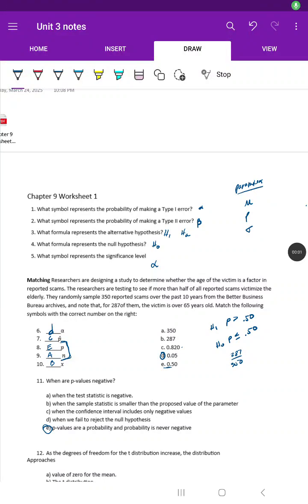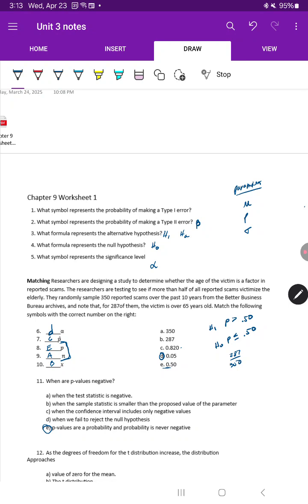Okay, Chapter 9 worksheet. A couple of symbols that we need to make sure we know for the test: the probability of making a type 1 error is going to be alpha. The symbol that represents the type 2 error is beta. These are the probabilities of making them, so they're going to be percents.